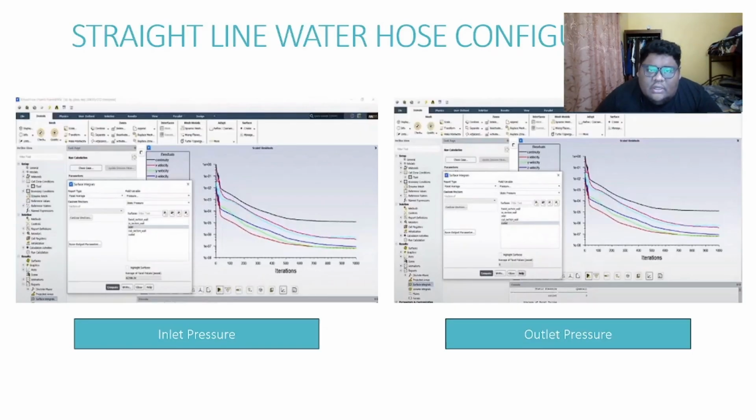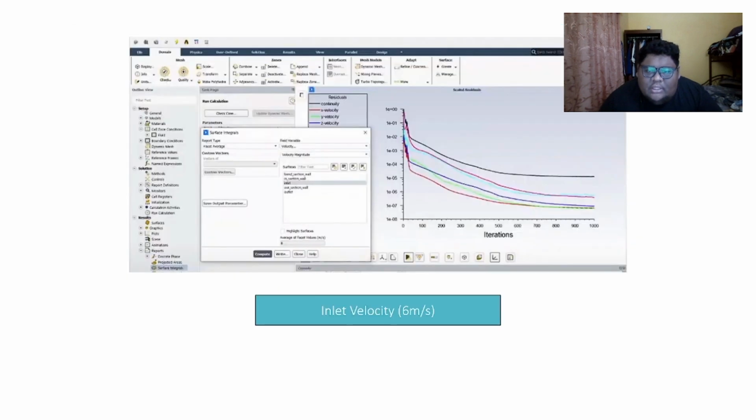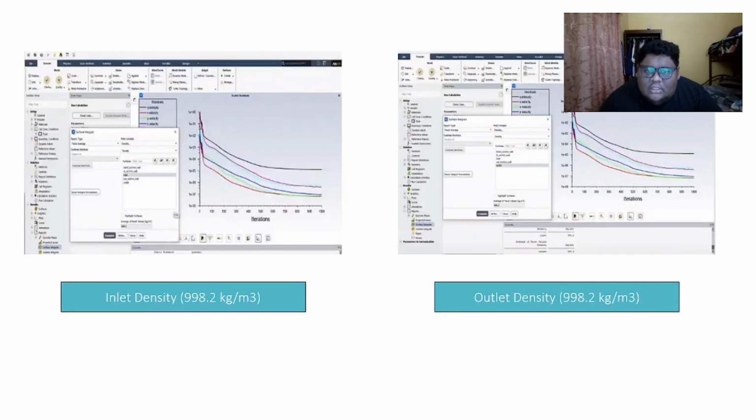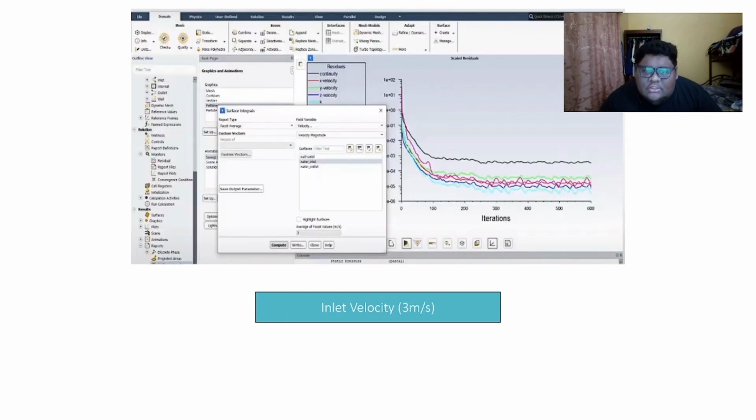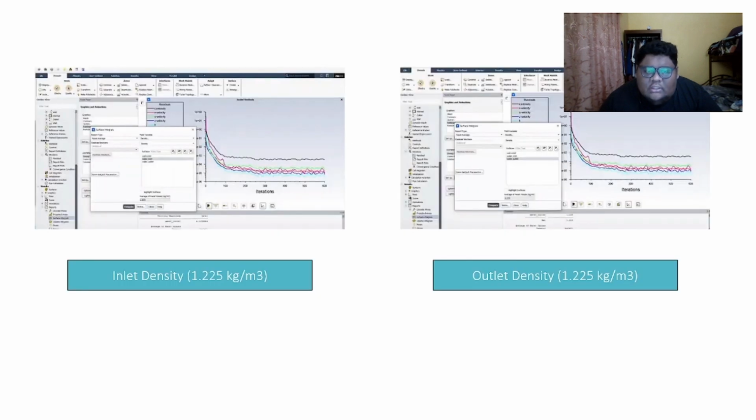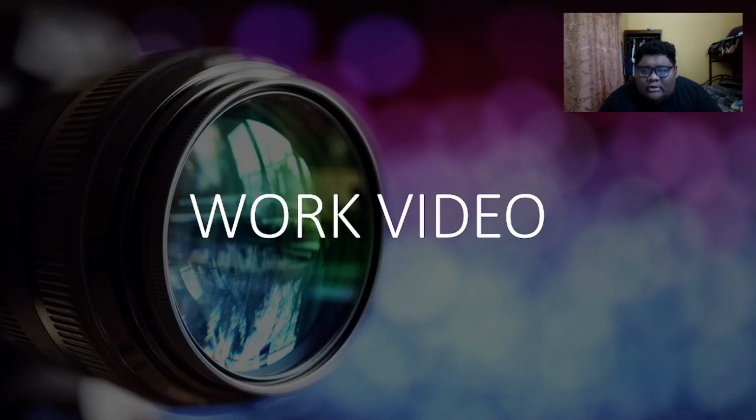Okay, for the straight line water hose configuration, we get inlet pressure and outlet pressure. After that, we get inlet velocity. We get inlet density and outlet density. For closed loop water configuration, we get the inlet pressure, outlet pressure. After that, we get inlet velocity and density and outlet density. Okay, that's all for me.